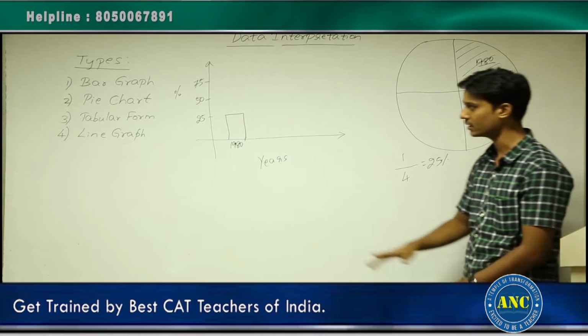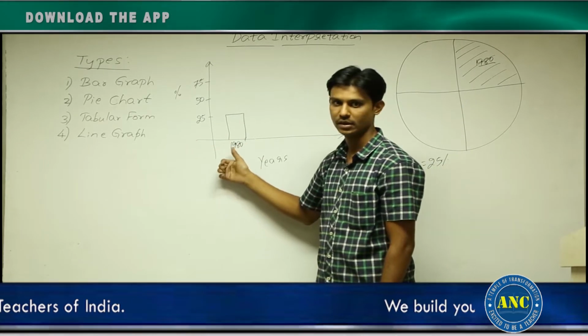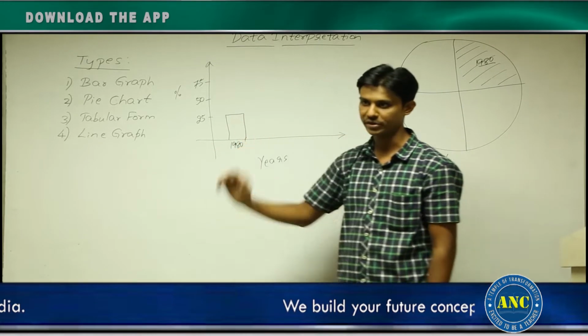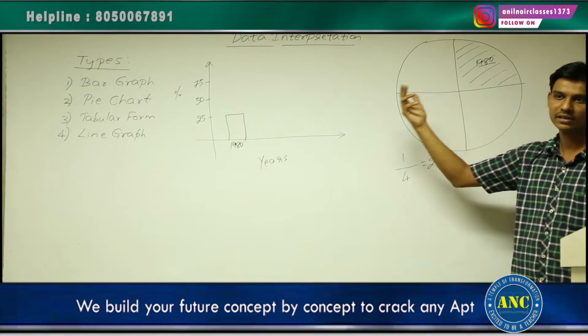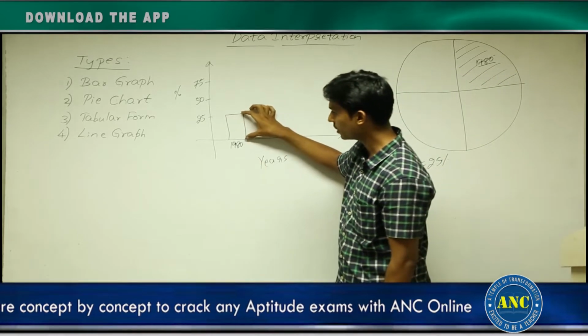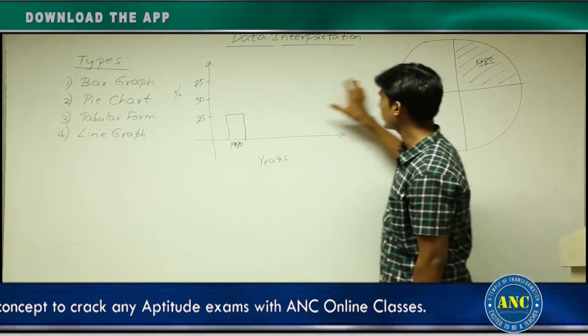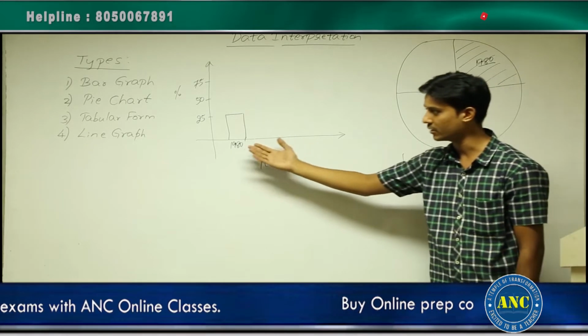I will write here as 1980. Understood the point? That means if I want to tell it in terms of a bar graph, I will express it like this. Same data, the same information. If I want to express it in a pie chart, I will write it like this. There is no difference in expressing. The only difference is that here you are using a bar, and here you are expressing in terms of a circle. The data remains the same.